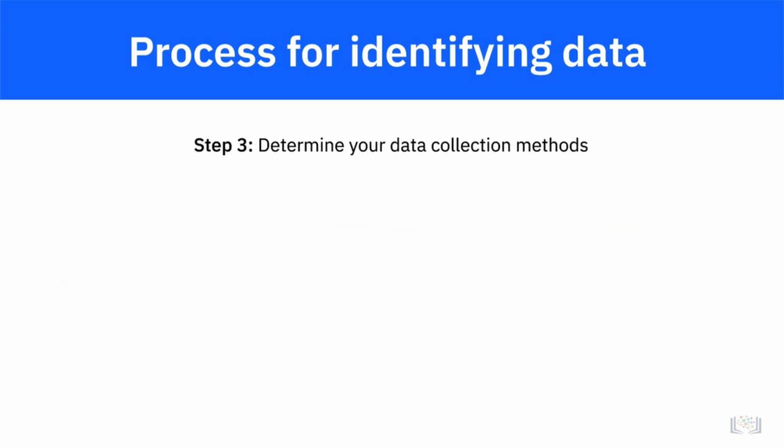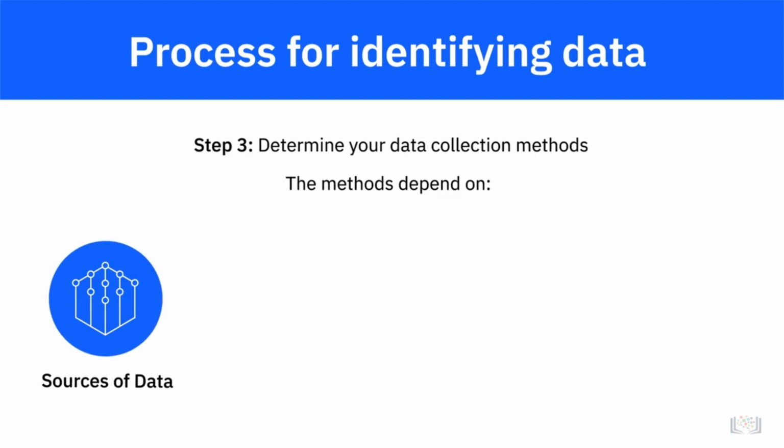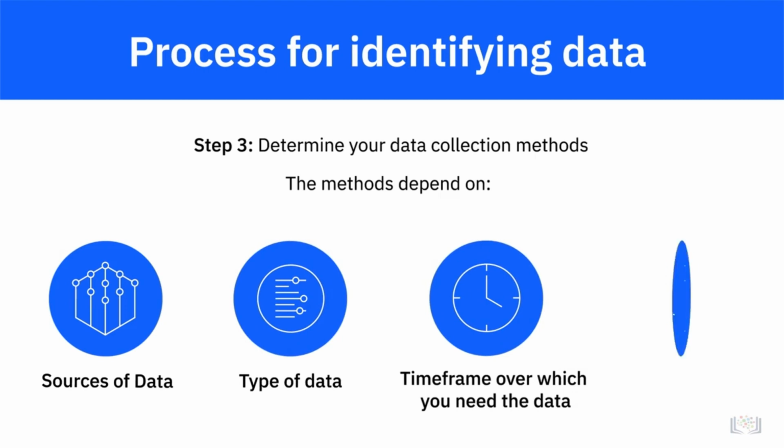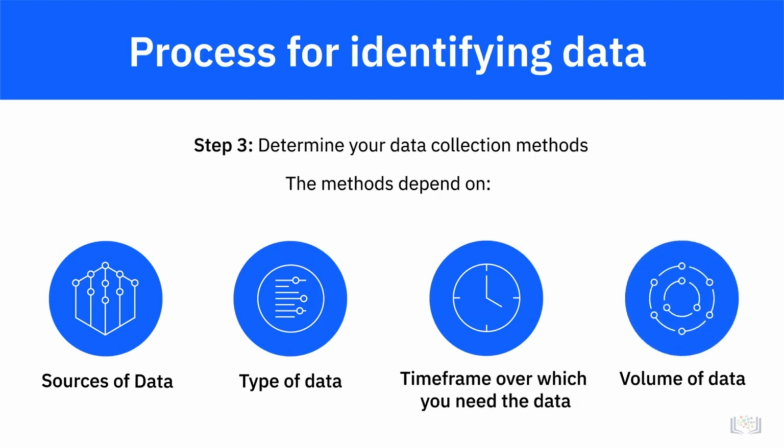The third step in the process is for you to determine your data collection methods. In this step, you will identify the methods for collecting the data you need. You will define how you will collect the data from your data sources you have identified, such as internal systems, social media sites, or third-party data providers. Your methods will depend on the type of data, the time frame over which you need the data, and the volume of data. Once your plan and data collection methods are finalized, you can implement your data collection strategy and start collecting data. You will be making updates to your plan as you go along because conditions evolve as you implement the plan on the ground.